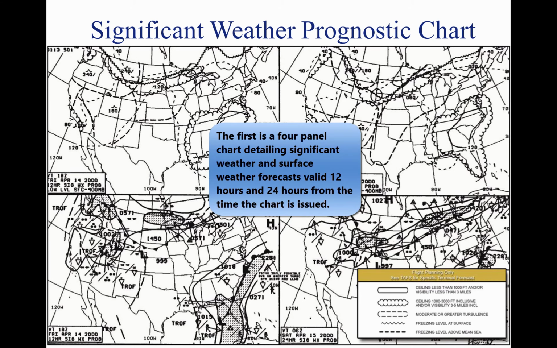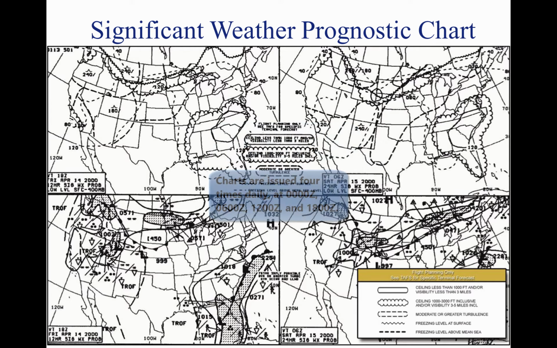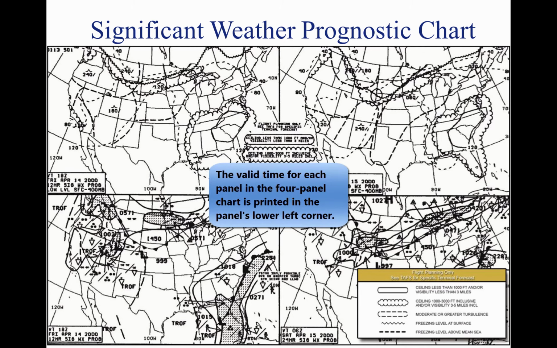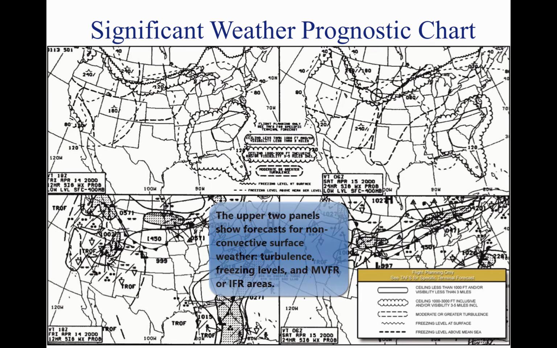chart. The first chart is a 4-panel chart that includes 12 and 24-hour forecasts for significant weather and surface weather. Charts are issued 4 times a day at 0000 Zulu, 0600 Zulu, 1200 Zulu, and 1800 Zulu. The valid time for the chart is printed on the lower left corner of each panel. The upper 2 panels show forecast significant weather, which may include non-convective turbulence, freezing levels, and IFR or MVFR weather.